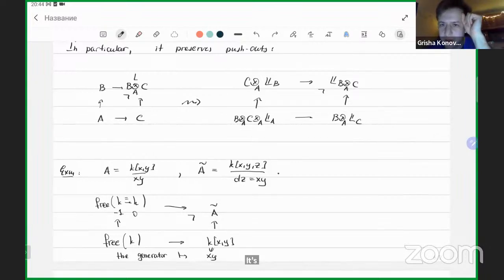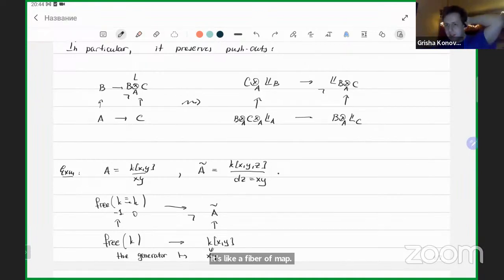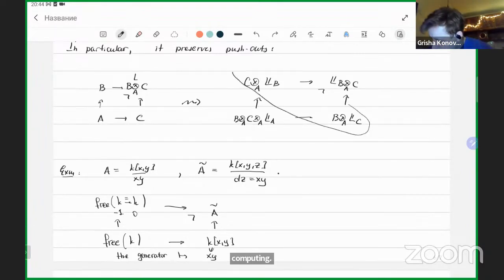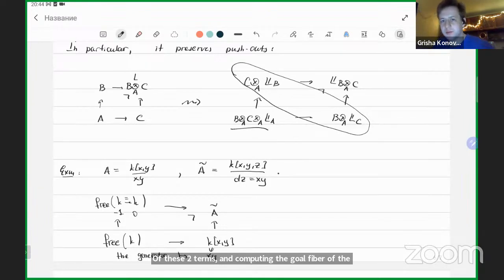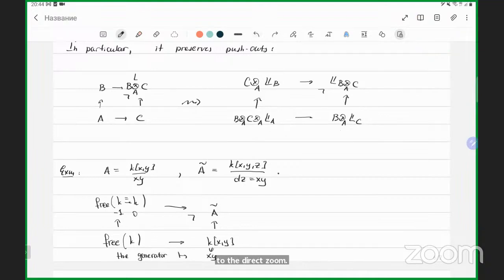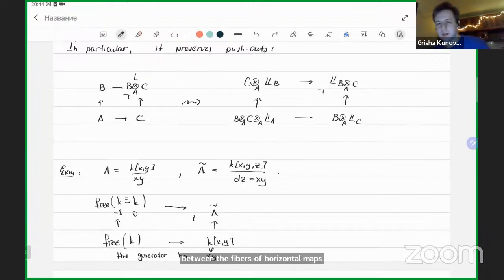It's a cofiber of a map. So in a stable category, which the category of models is, computing pushouts is the same as taking a direct sum of these two terms and computing the cofiber of the resulting map from the left bottom term to the direct sum. Probably it is equivalent to take a cofiber between cofibers of horizontal maps. Maybe, I'm not sure.